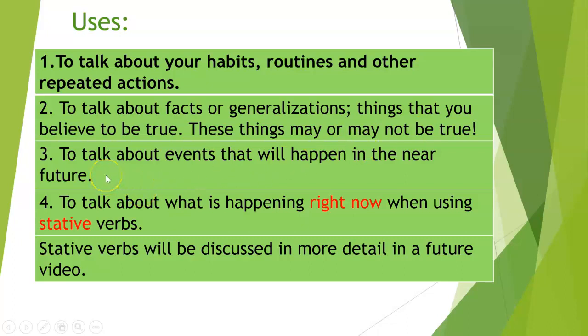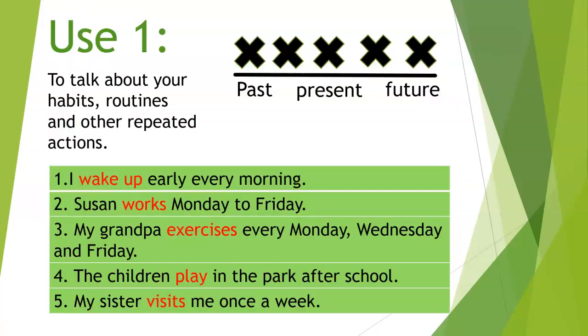Number 3, use number 3, to talk about events that will happen in the near future. Number 4, to talk about what is happening right now when using what we call stative verbs. Stative verbs will be discussed in more detail in a future video very soon. Okay, let's look at use number 1.